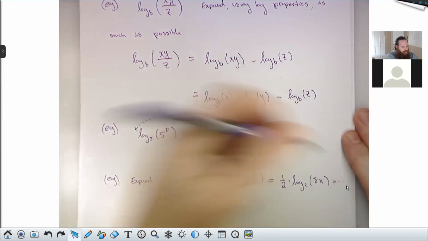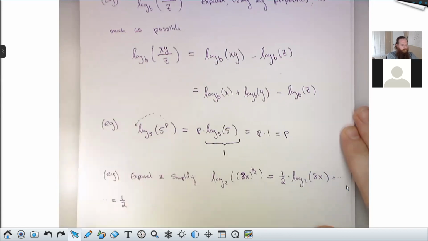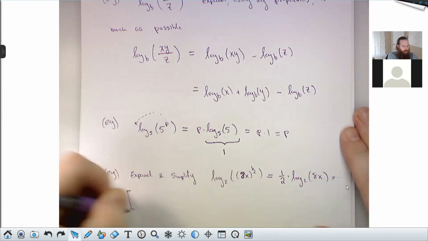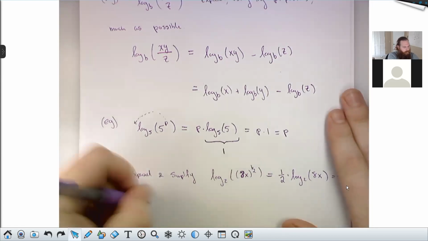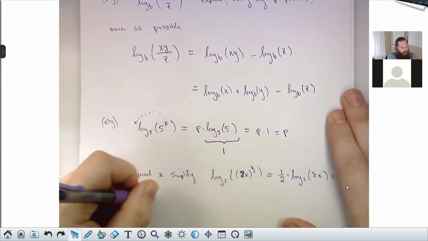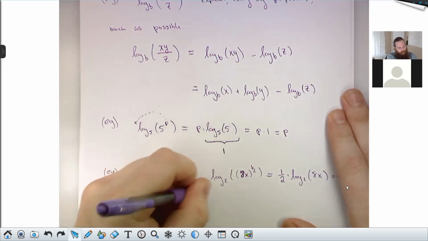I'm gonna put some dots here to continue over on this side. That 1/2 is still out front. Now inside, the 8 and the x were both being raised to the 1/2 power, so when I expand this term, they both need to have the 1/2 attached. For me, I like to do that by opening up a big bracket or a big paren, so the 1/2 ends up going to everywhere it belongs. So this would be the base 2 log of 8 plus the base 2 log of x.